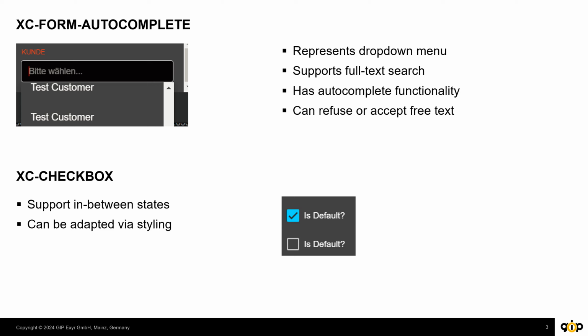The Zeta component XCFormAutocomplete is a versatile drop-down menu. It supports full-text search within the set of possible entries and autocompletes entered text in real time. Optionally, it can also accept free text values. Furthermore, Zeta has basic GUI elements like the XCCheckbox, which also supports an intermediate state in between checked and not checked and can be styled to fit the needs of a specific GUI.